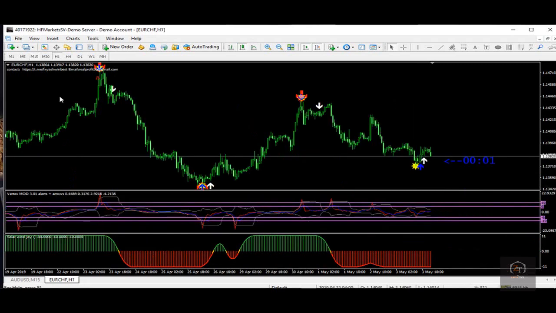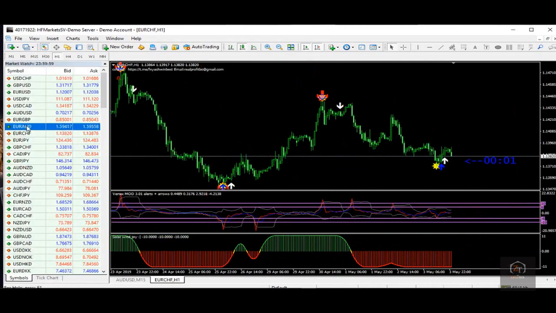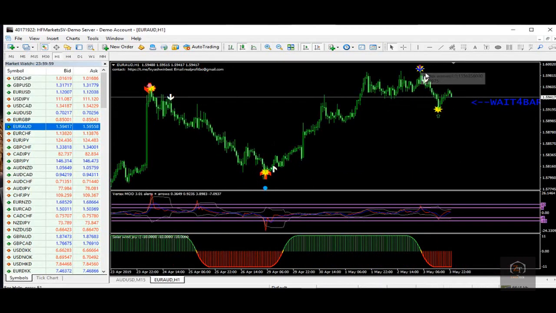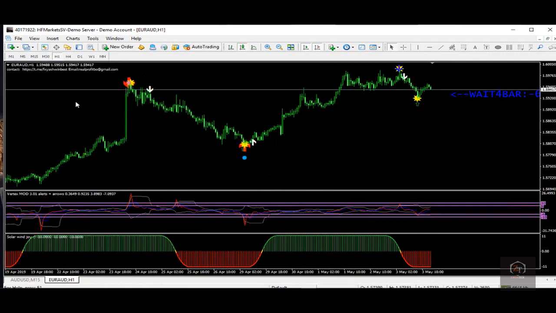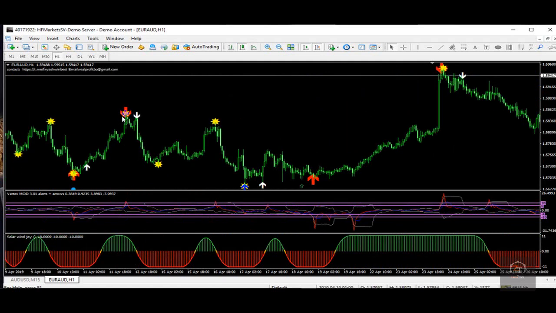Now that's it. This is a complete signal, so you can also check other pairs and know how the signal forms. Euro USD, you see. And secondly, when you see a blue star arrow, just note that there's going to be a light signal there for you to enter. But whenever you see a big arrow, don't enter the trade at all. So this is a complete signal.